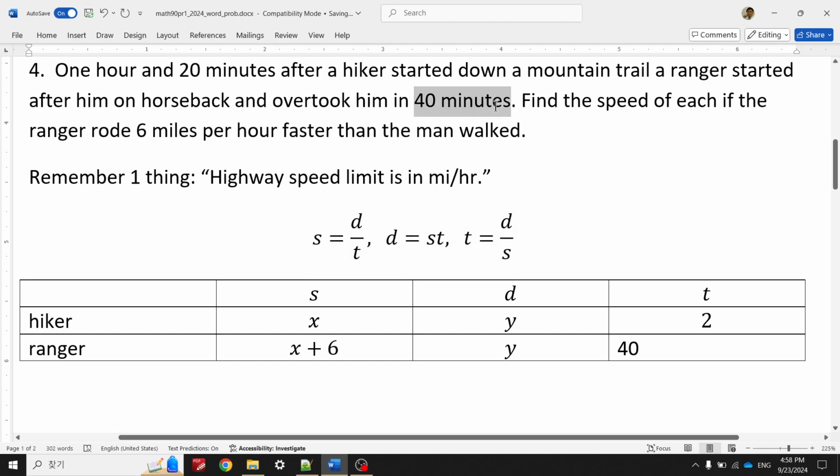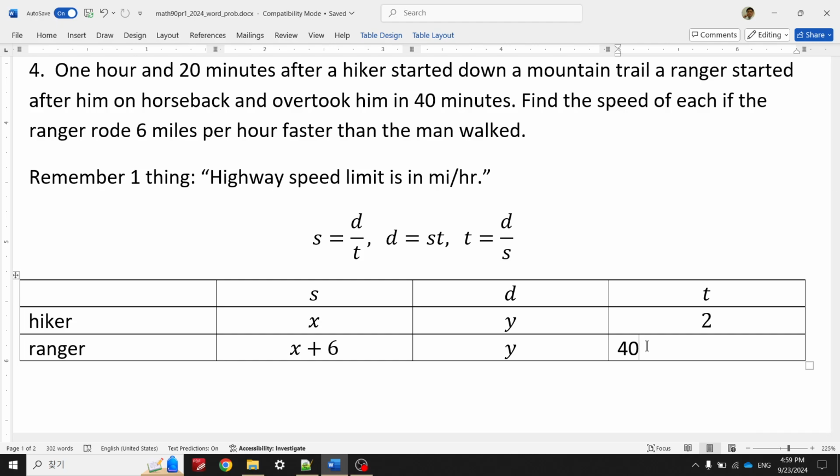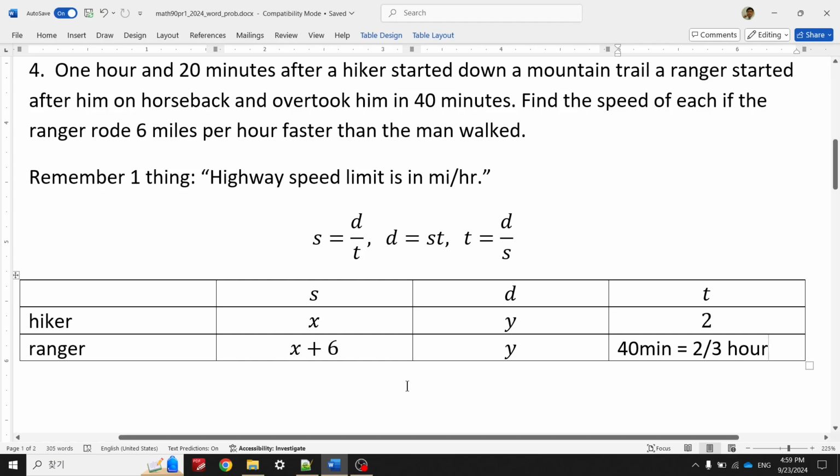So this 40 minutes must be converted into hours. And since some of you have trouble figuring out what 40 minutes is in terms of an hour, let's ask, what's a third of an hour? 20 minutes, right? What's a quarter of an hour? 15 minutes. You know that, right? So if you know that 20 minutes is a third of an hour, then 40 minutes is twice of that, right? So 40 minutes is equal to 2/3 of an hour. Okay? So you have 2/3 of an hour.